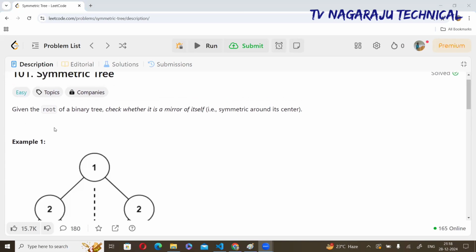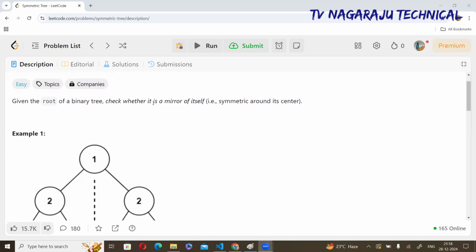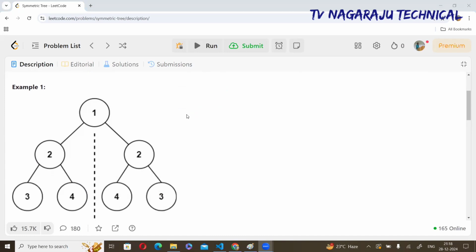Read the question carefully. Given the root of a binary tree, check whether it is a mirror of itself. Mirror of itself, what is the meaning of this one? Suppose if you see the tree, the left subtree and right subtree both appear in a mirror fashion.